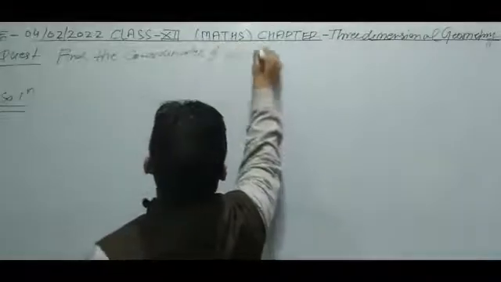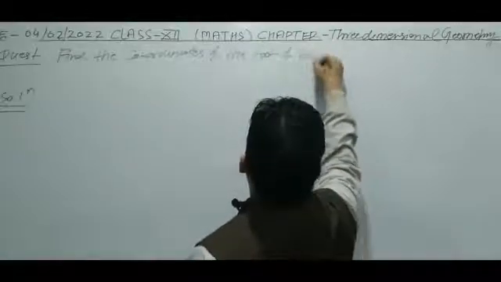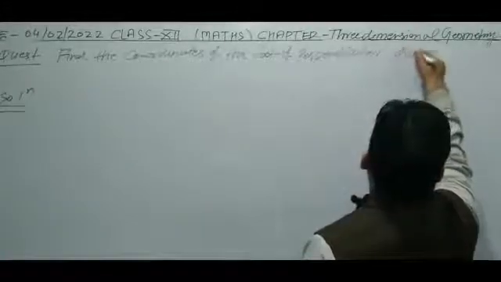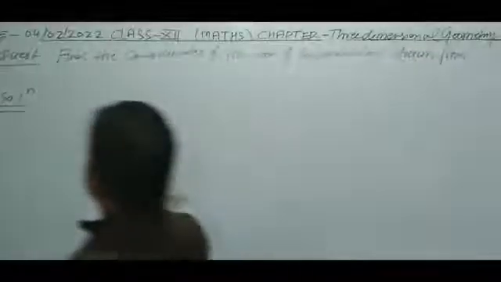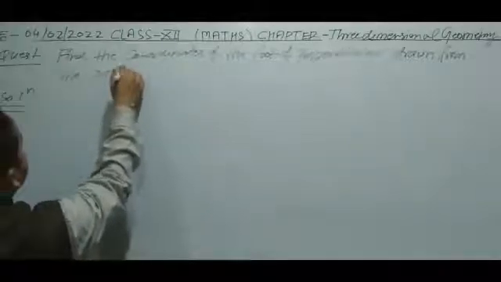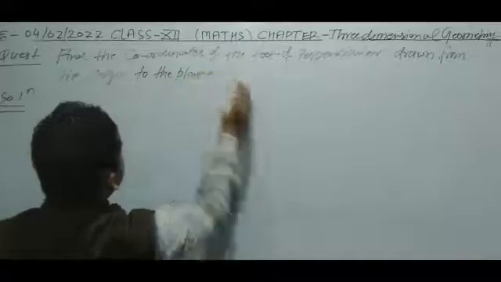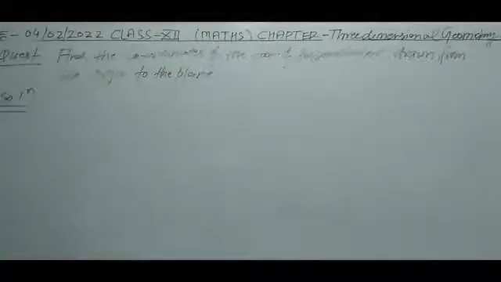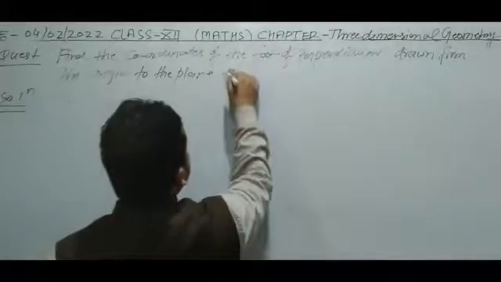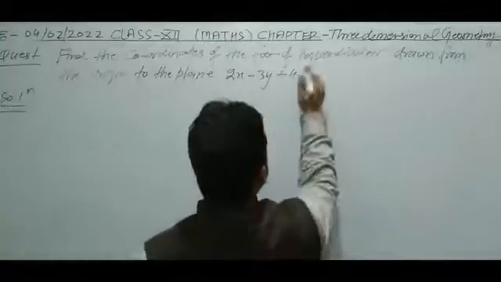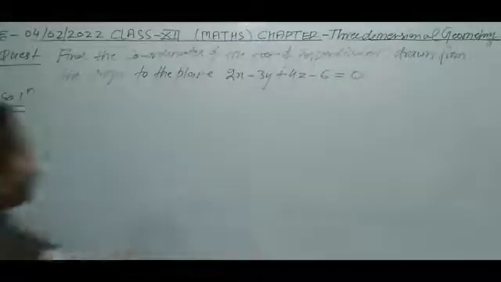Coordinates of the foot of perpendicular drawn from the origin to the plane, and the plane is 2x minus 3y plus 4z minus 6 is equal to 0.